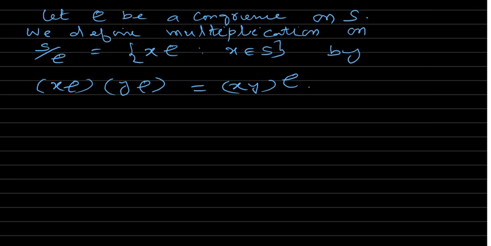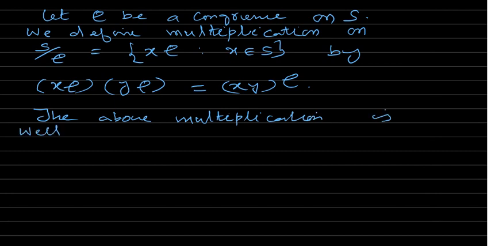So first we see this multiplication is well defined. The above multiplication is well defined. For this we take two elements of S over rho cross S over rho, because it is the operation on S over rho.